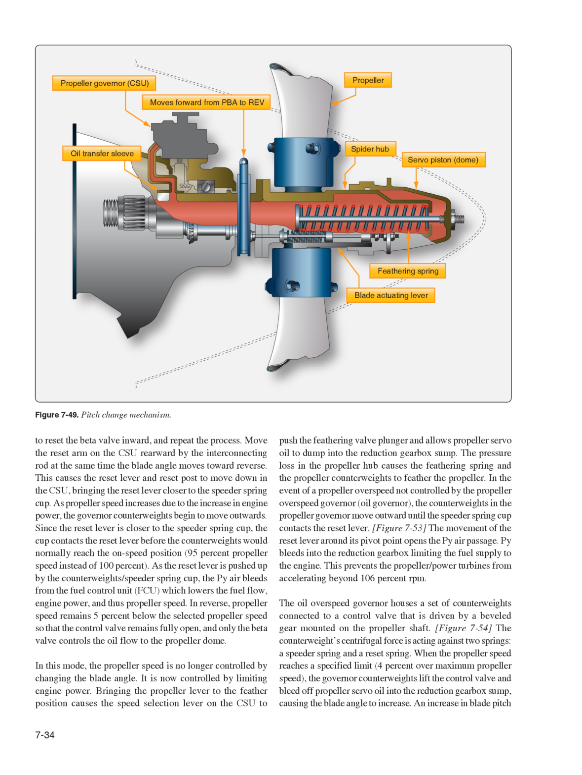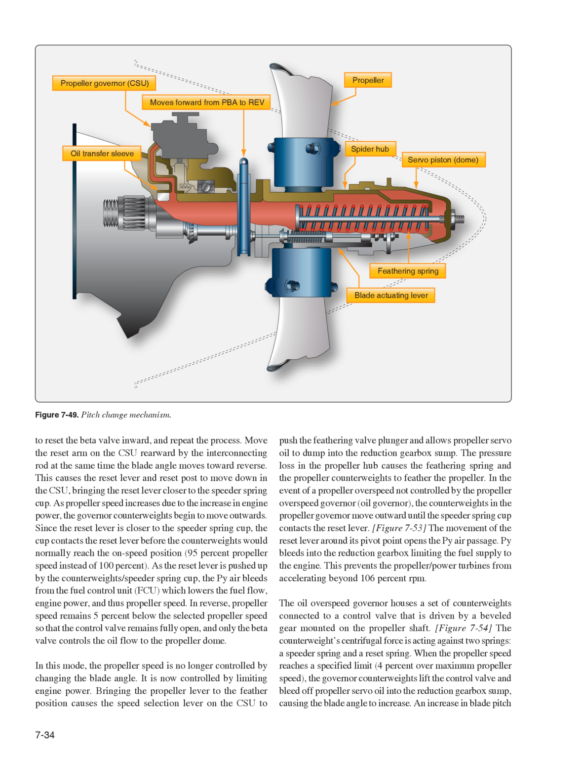In the event of a propeller overspeed not controlled by the propeller governor, the counterweights in the propeller governor move outward until the speeder spring cup contacts the reset lever. Figure 753, the movement of the reset lever around its pivot point opens the PI air passage. PI bleeds into the reduction gearbox, limiting the fuel supply to the engine. This prevents the propeller/power turbines from accelerating beyond 106% RPM.